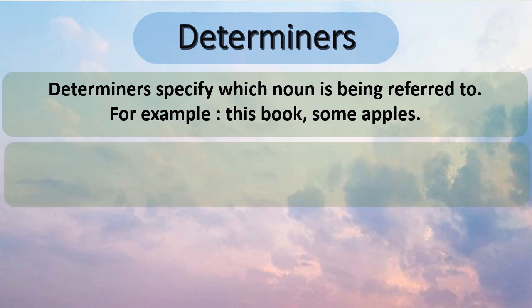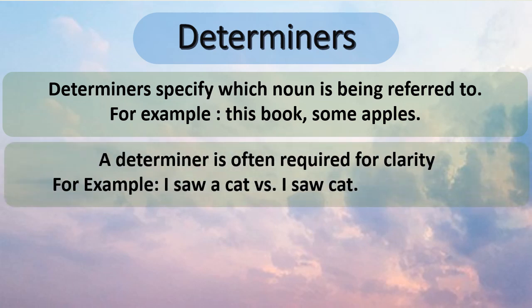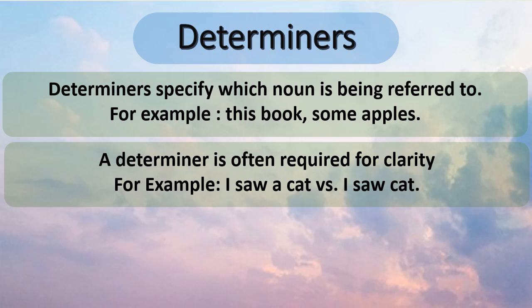A determiner is often required for clarity. Compare these two sentences. I saw a cat. I saw cat. The first sentence is correct because it tells us that we are referring to a single, unspecified cat. Without a determiner, the second sentence feels incomplete.